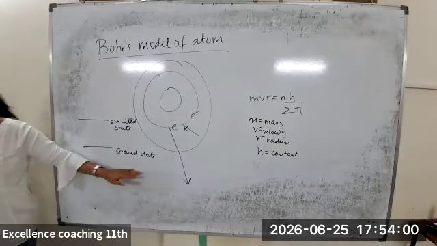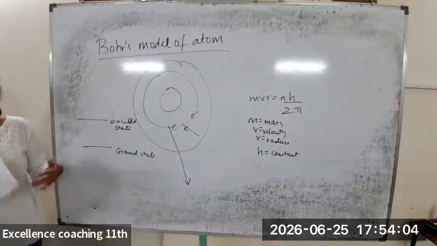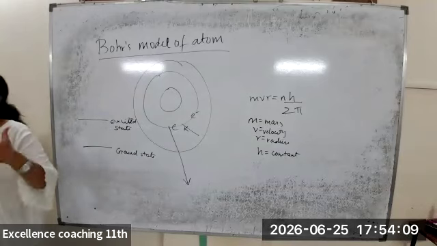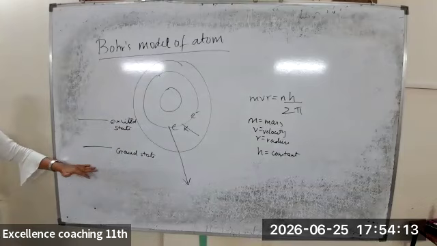Ground state, when I have an electron in my ground state, the electron will be very happy. It will be very cool, in other terms. It won't have any stress and all. It will be very happy because it is at the ground state.